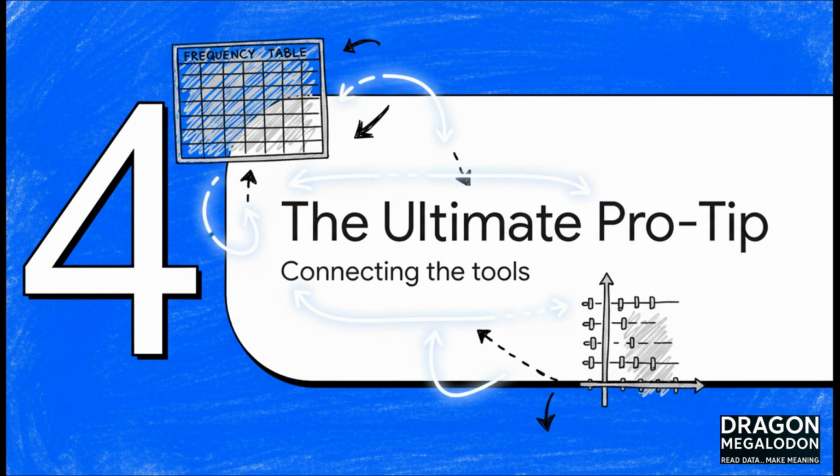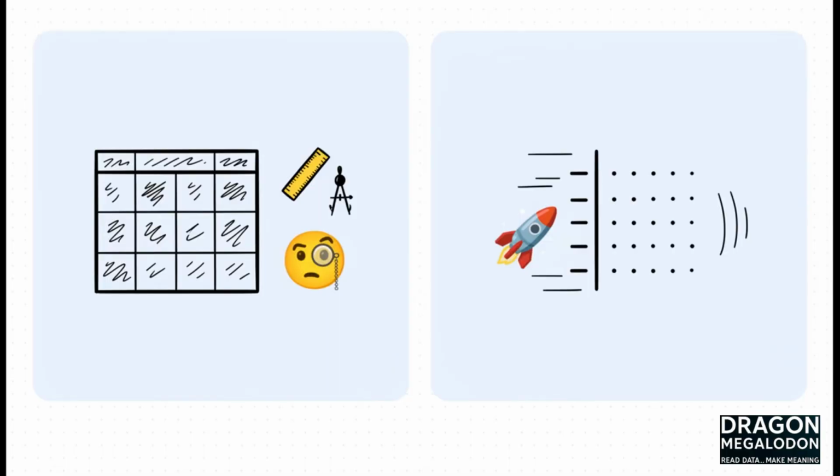And that brings us to what I think is the most important takeaway here, the secret connection between these two tools. So let's just put them side by side. The frequency table: super structured, great for formal reports, but you have to pick your classes before you start. The stem and leaf display: incredibly fast, zero pre-planning, and it gives you an instant feel for the data's shape.